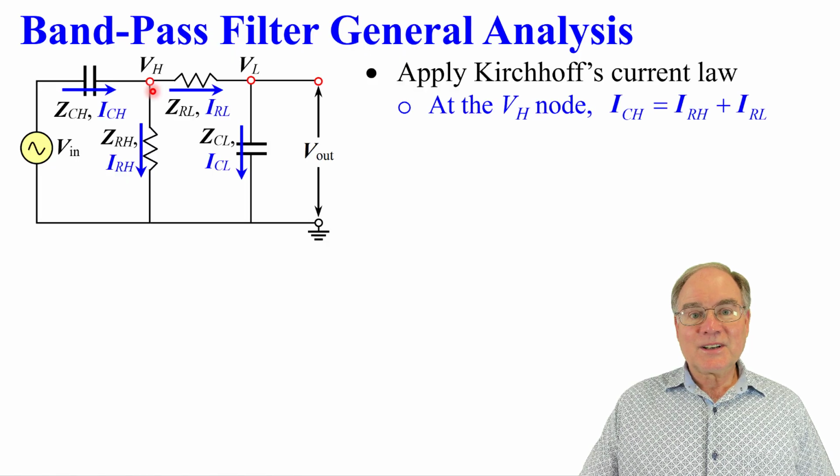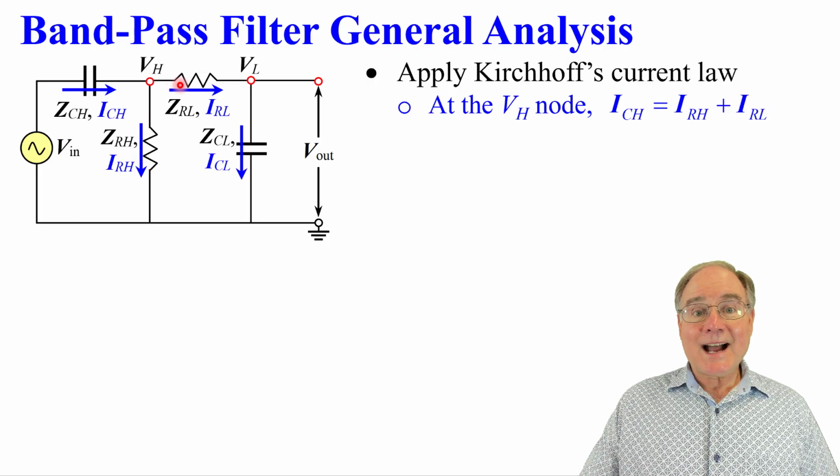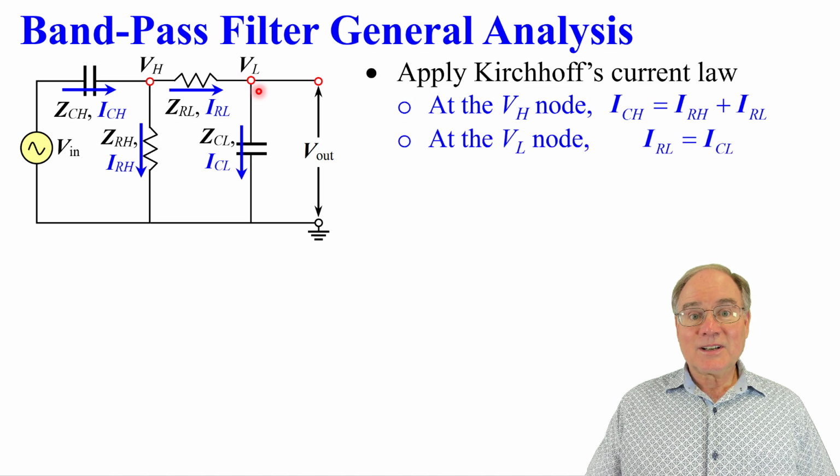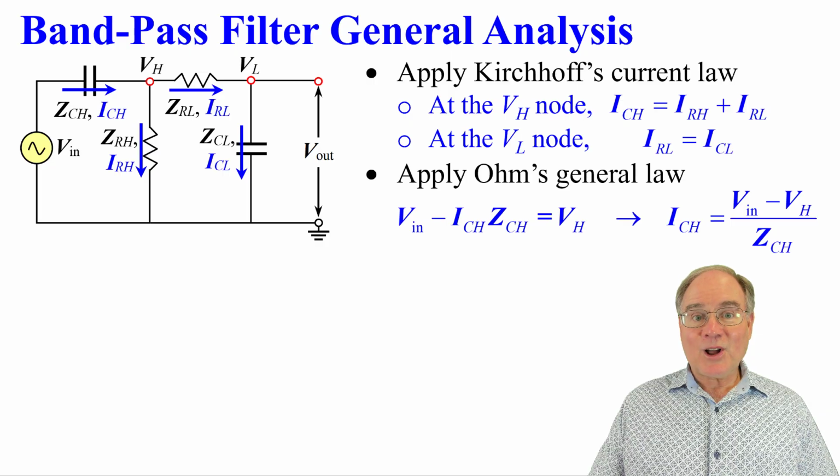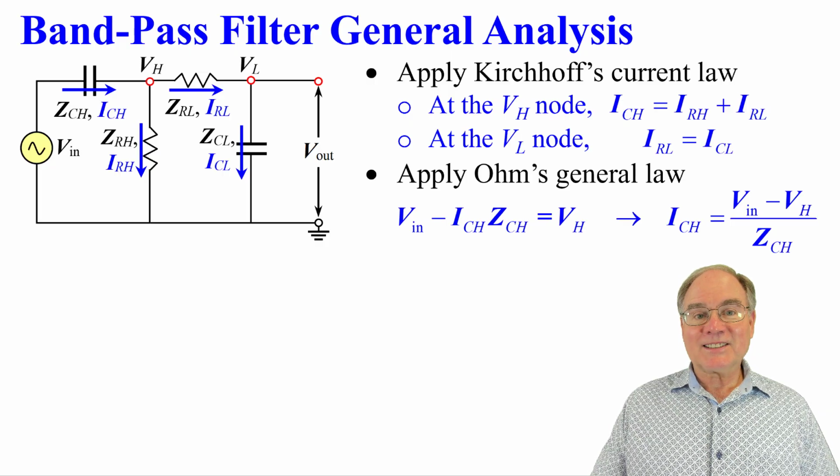At this node, ICH coming in must equal IRH going down plus IRL going to the right. Similarly, at this node, IRL coming in must equal ICL going out. And here we do assume that the output voltage is measured by a device with infinite impedance, so no current flows here. Now we apply Ohm's law for the general complex case.